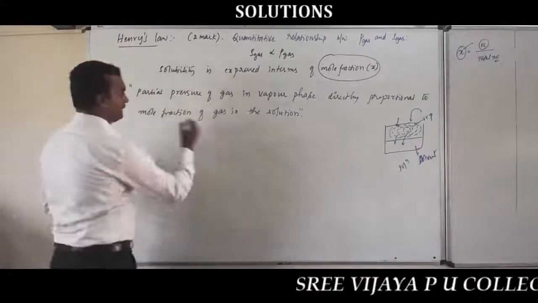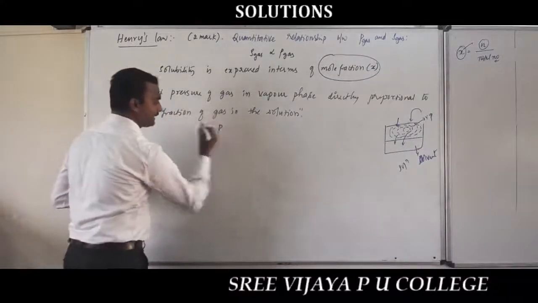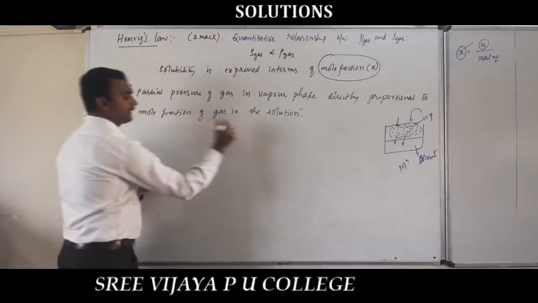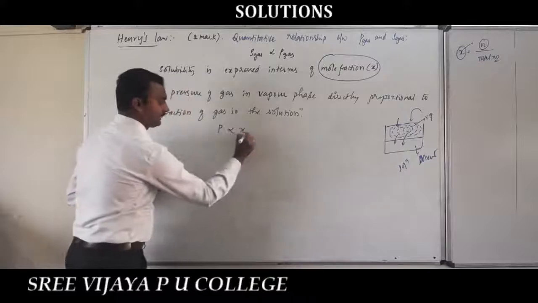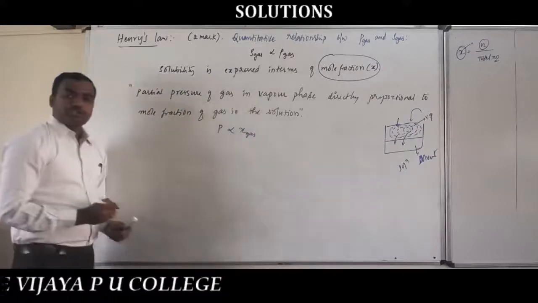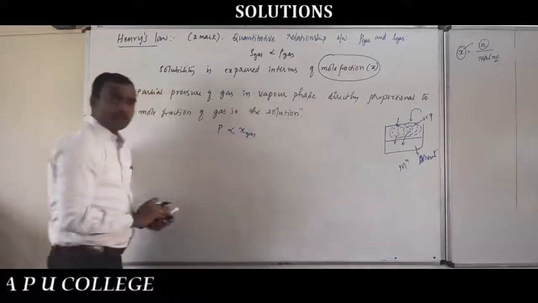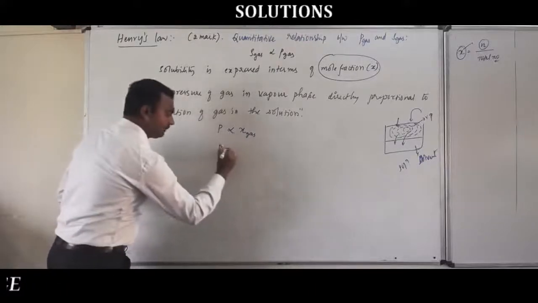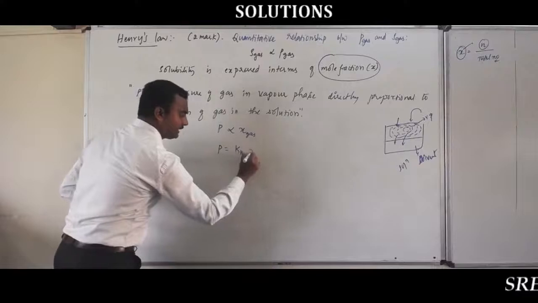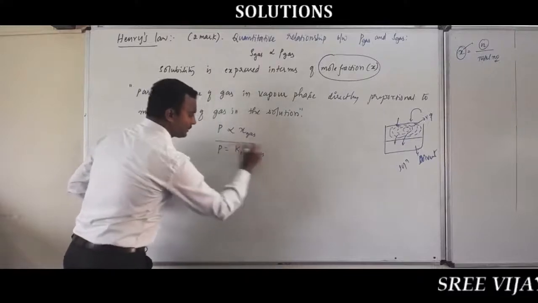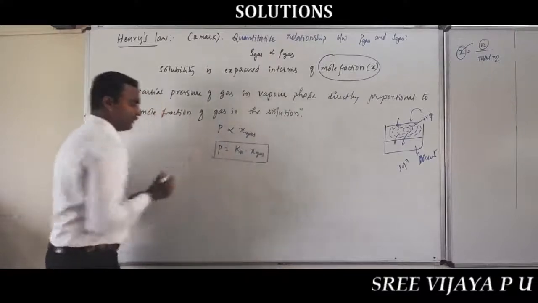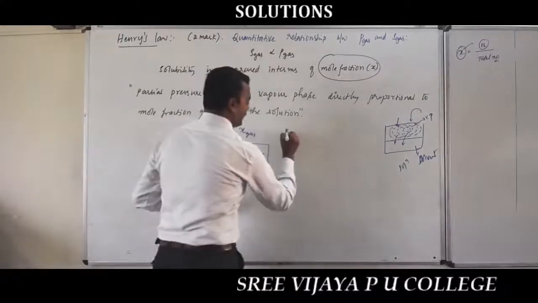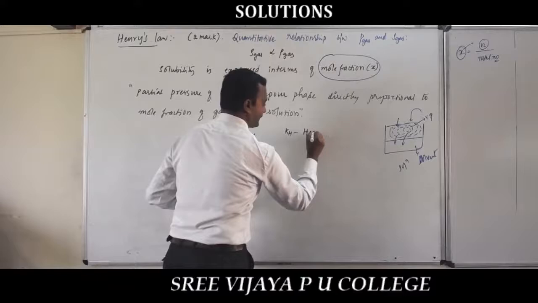So mathematically, partial pressure of the gas, that is P, is directly proportional to mole fraction of the gas, that is X of gas. The proportionality is removed by adding a constant: P is equal to Kh into X. So this is the mathematical expression for Henry's law. And what is Kh? Kh is Henry's constant.